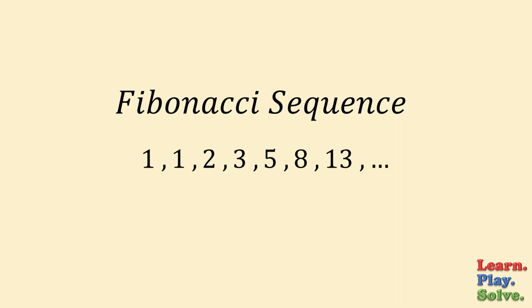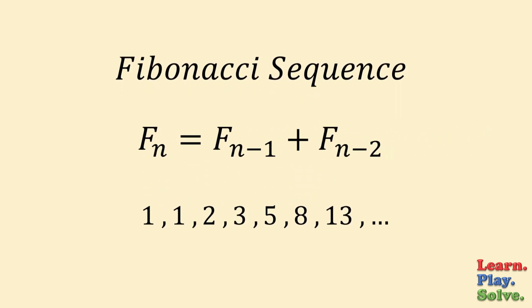The Fibonacci sequence is defined by one simple rule. Every term in the sequence is the sum of the two previous terms. So 1 plus 1 is 2, 1 plus 2 is 3, 2 plus 3 is 5, 3 plus 5 is 8, and 5 plus 8 is 13. If we want the next number, we add 8 and 13, which is 21.